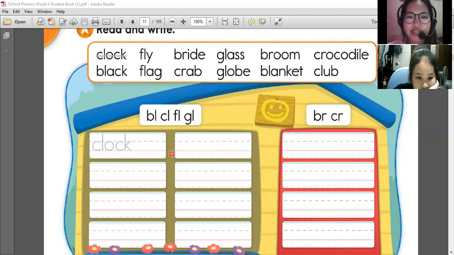Okay, what are the words that you saw there? Okay, that's right. Okay. What's that word? Black. Black. Okay, black has the sound of bl, black. All right. So can you write black here? Yes. All right. That's good. Okay, now can you write it here? Yes, can you write black?